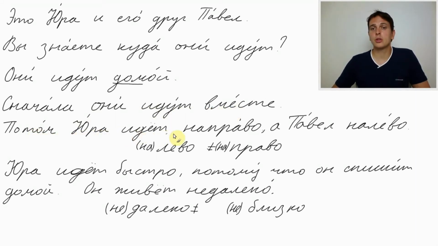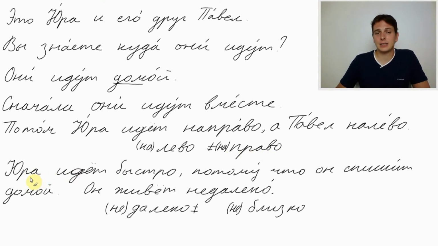Потом Юра идет направо. Later, Yura is going to the right. А Павел налево. And Pavel to the left. Потом Юра идет направо, а Павел налево. Лево was left, and право was right. And now we learned additional words. Налево is to the left and направо to the right. So if you describe somebody going somewhere or driving somewhere, you will describe it with налево and направо, to the left and to the right.